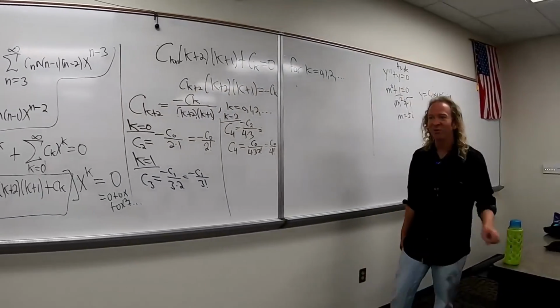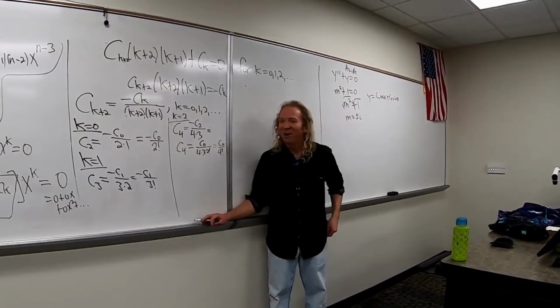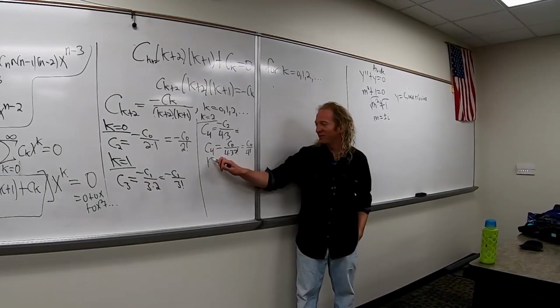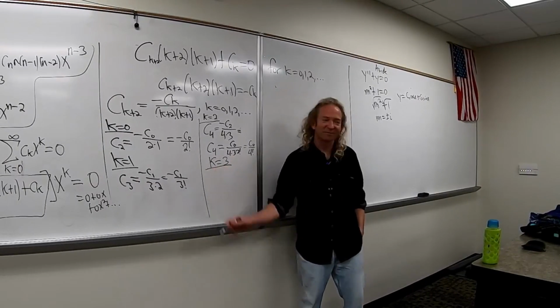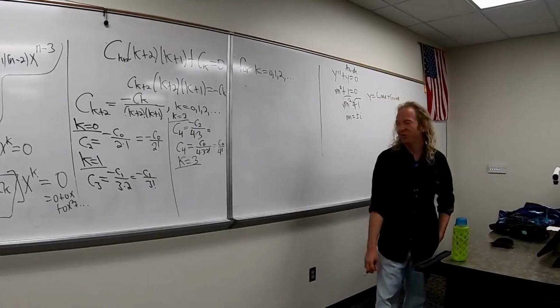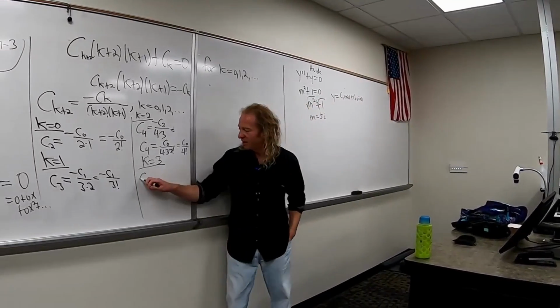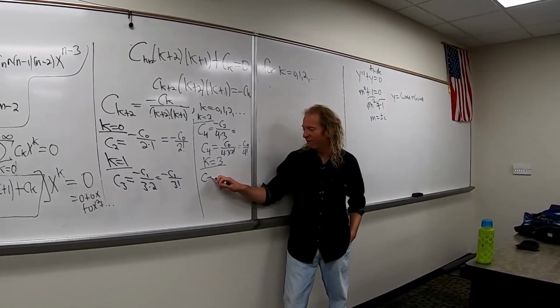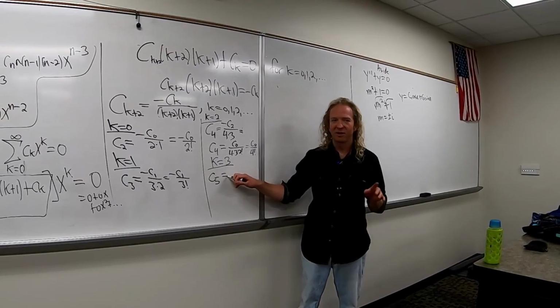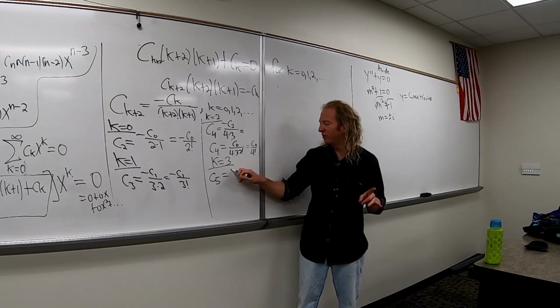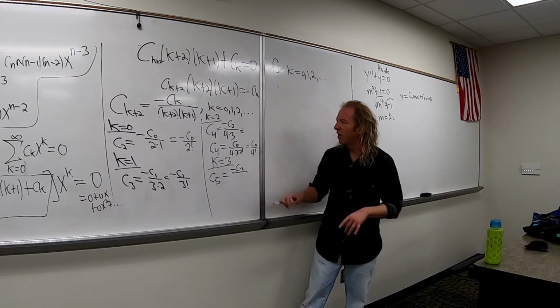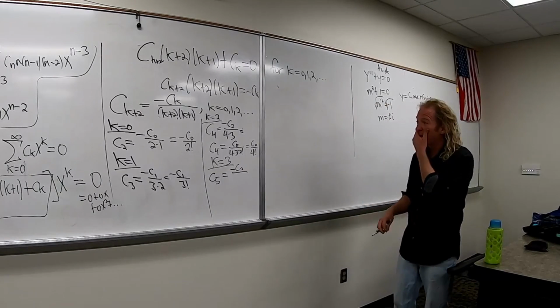Hey! Oh, you were already here. Okay, sorry. Okay, so now we go to K equals 3. So we plug in K equals 3. So we get C sub 5, right? So we get negative C3. So K is 3. So we get 3 plus 2, which is 5.